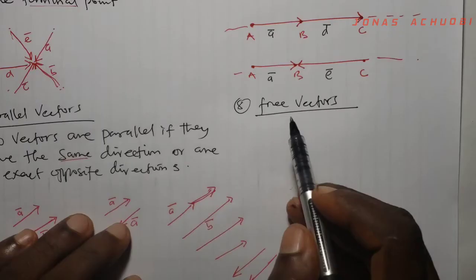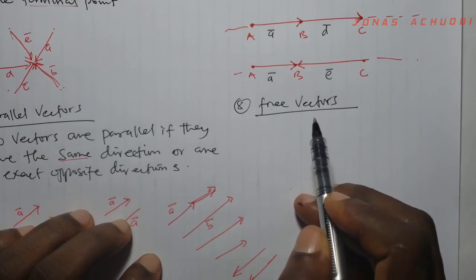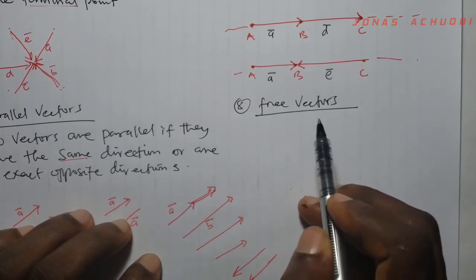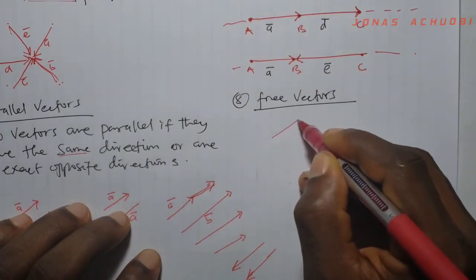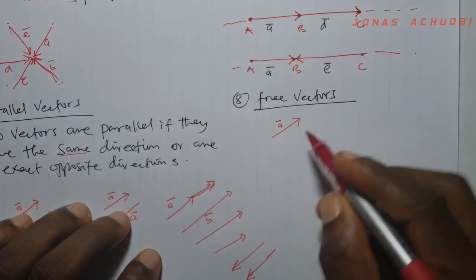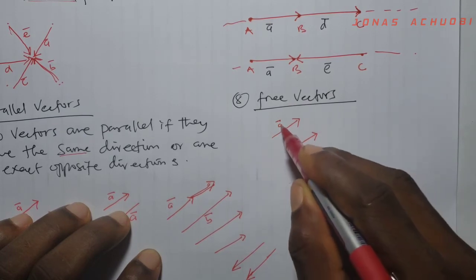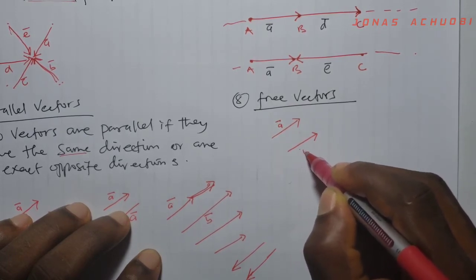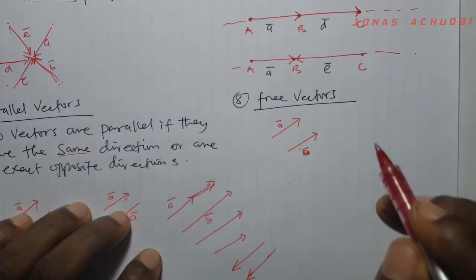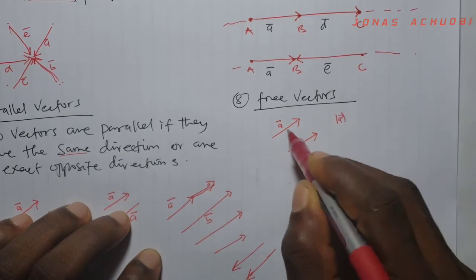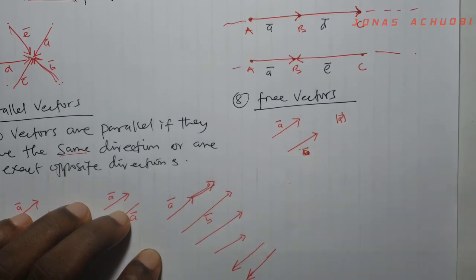For parallel vectors, I beg your pardon. Free vectors. If parallel displacement of a vector doesn't change its magnitude and direction, such a vector is called a free vector. For instance, if we have a vector here, vector A. If I move this vector to this other point, let me call this one vector B, it is in fact still the same vector A. You observe that if these two vectors have the same magnitude, the same length, and the exact same direction, even though they are at different points in space, then this vector A is called a free vector.